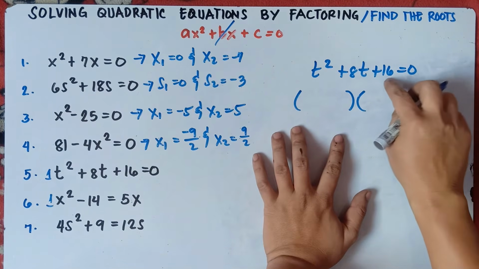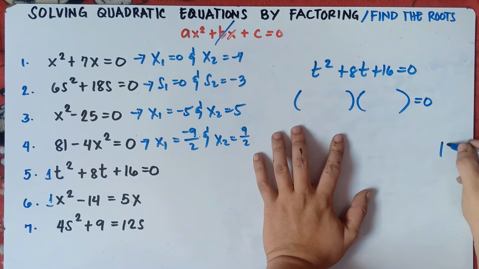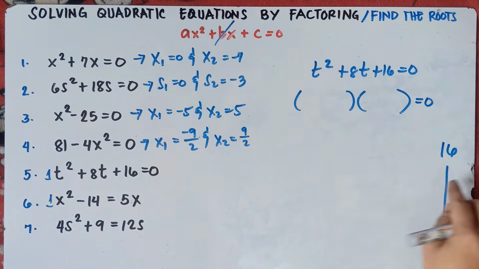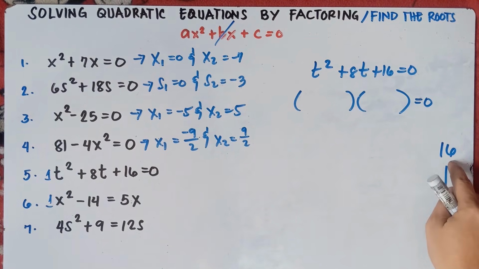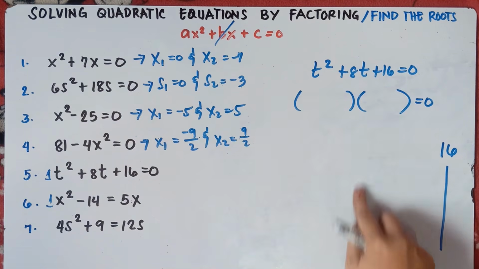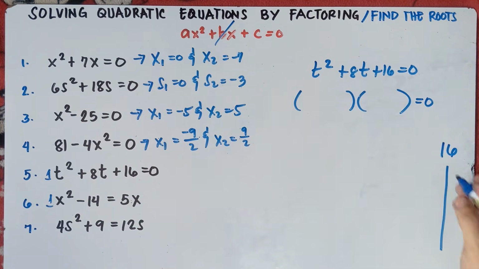So you look at the constant, plus 16. You find two numbers that when you multiply the two numbers, you will get 16, and when you add the two numbers, you will get 8. So we find the factors of 16. What are the factors of 16?